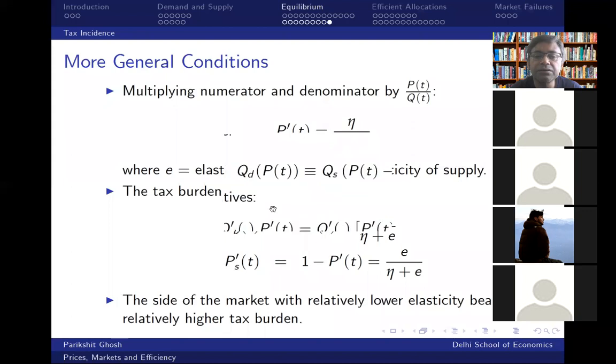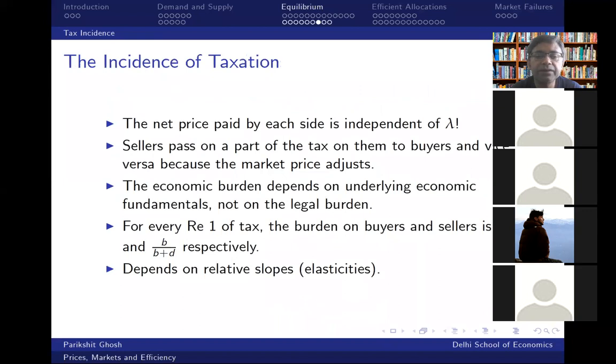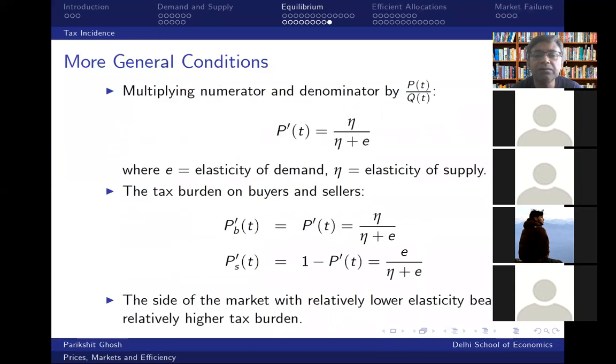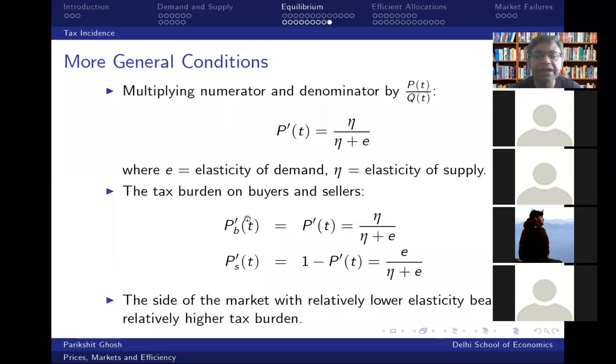No, that's because look at the expression. Why did I write it down? Okay, let me just say in words. What is the net price paid by the buyers? The net price paid by the buyers is nothing but the market price, because they don't pay the tax directly, whereas the net price received by sellers is the market price minus T. So PB of T is just equal to P of T. That's why their slopes are equal.